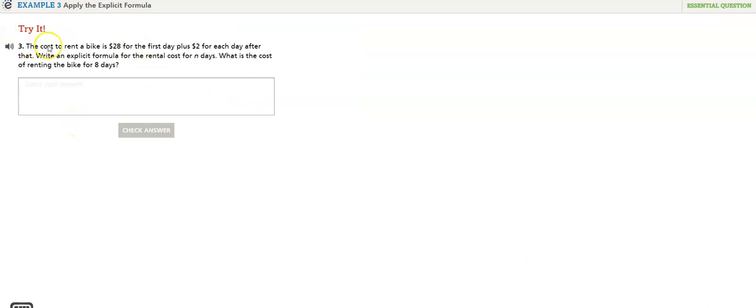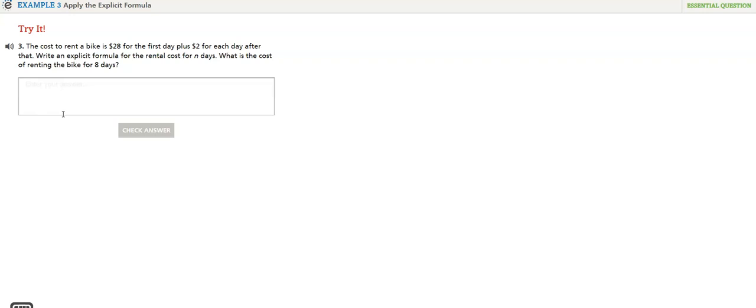All right, so you're going to go ahead and write an explicit formula yourself. We have the cost to rent a bike is $28 for the first day, plus $2 for each day after that. Write an explicit formula for the rental cost for n days. Then tell me what is the cost of renting the bike for 8 days.